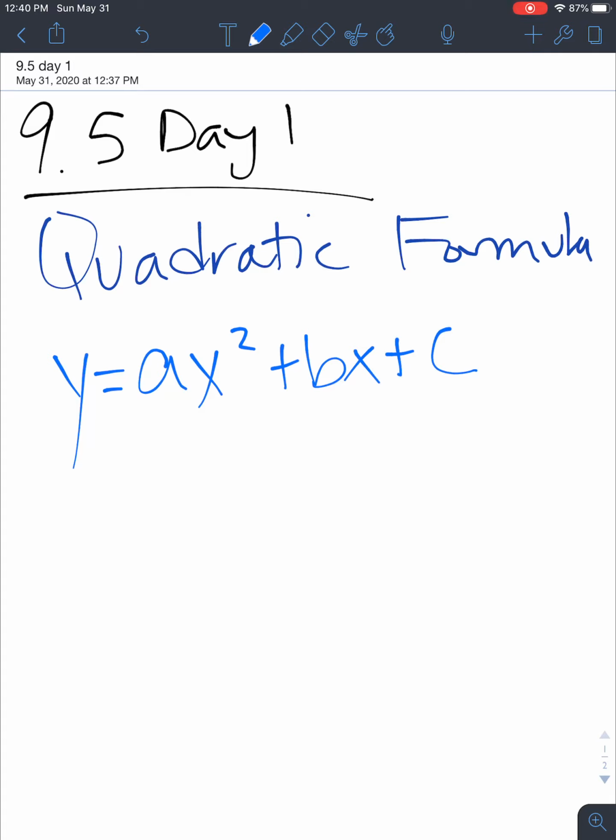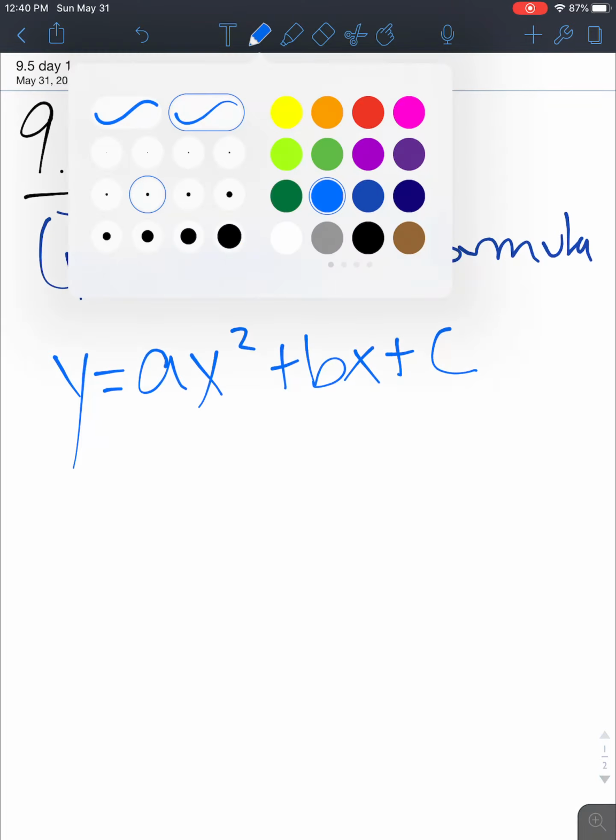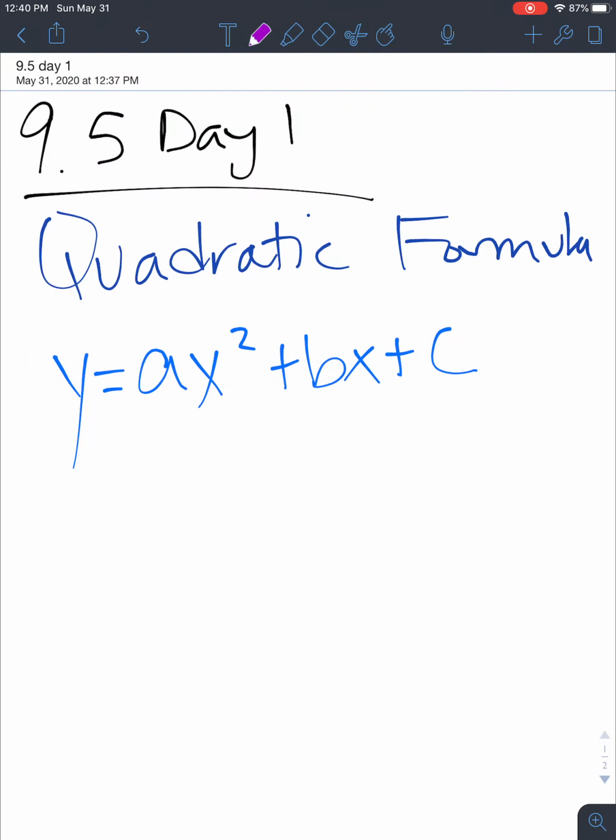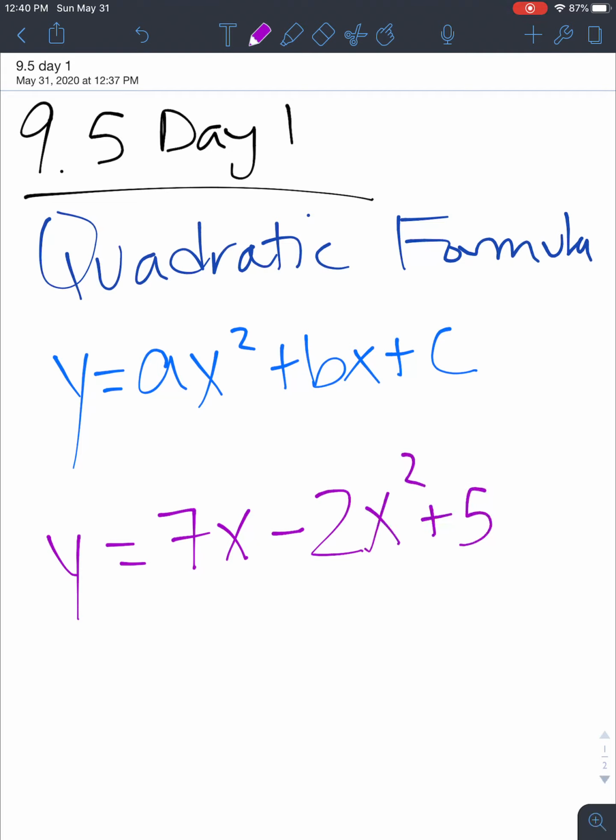Now, this is something that some students have definitely struggled with, which is why we're going to review it today before we get into what the quadratic formula means. So if you had something like y equals 7x minus 2x squared plus 5, right?